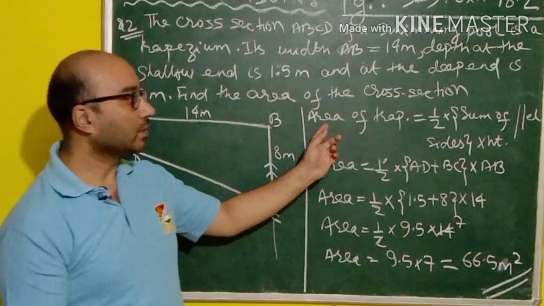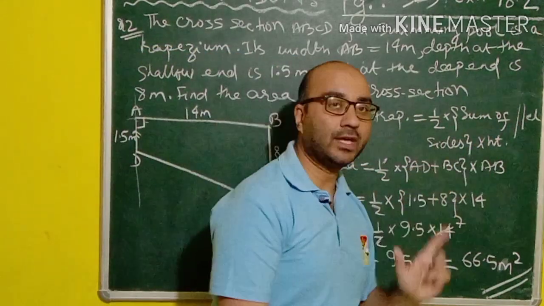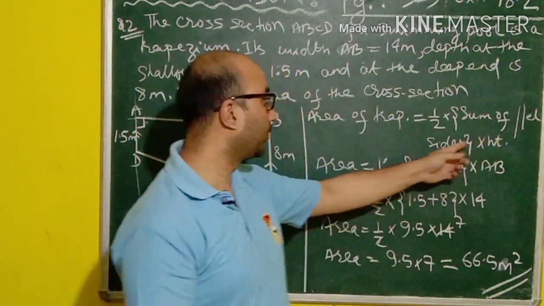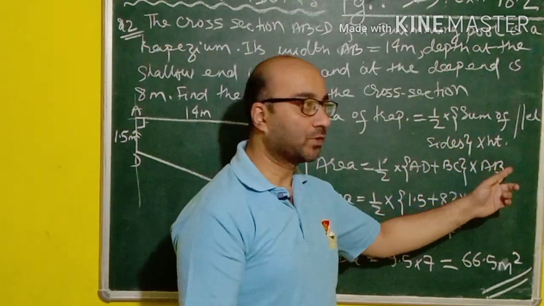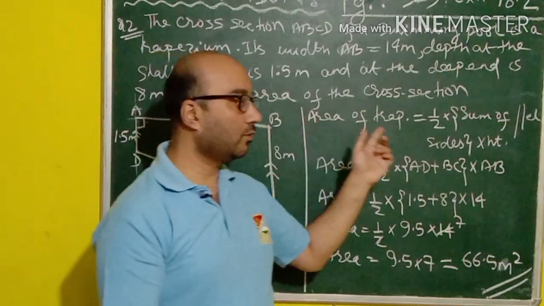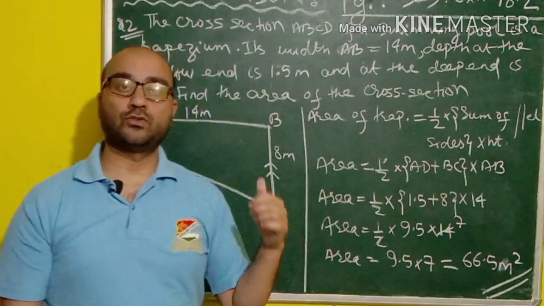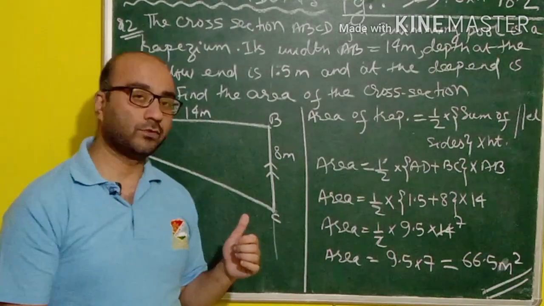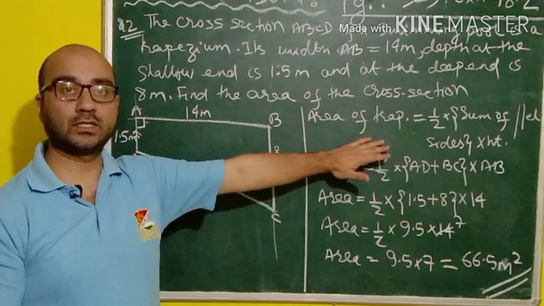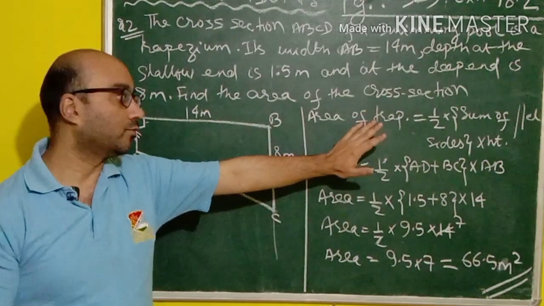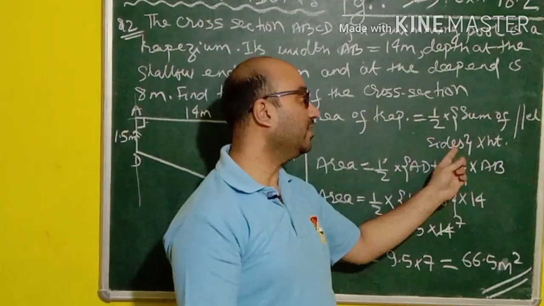Area of the trapezium is given by half into sum of parallel sides into the height. This is the symbol of parallel sides. All these formulas and relations have been already discussed in the previous video tutorials, so please watch the previous video tutorials if you have not watched them. Area of the trapezium is equal to half into sum of parallel sides into the height.